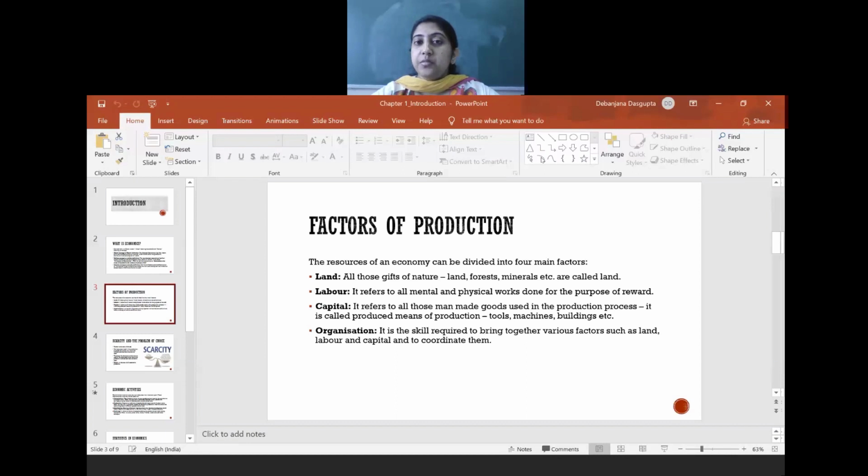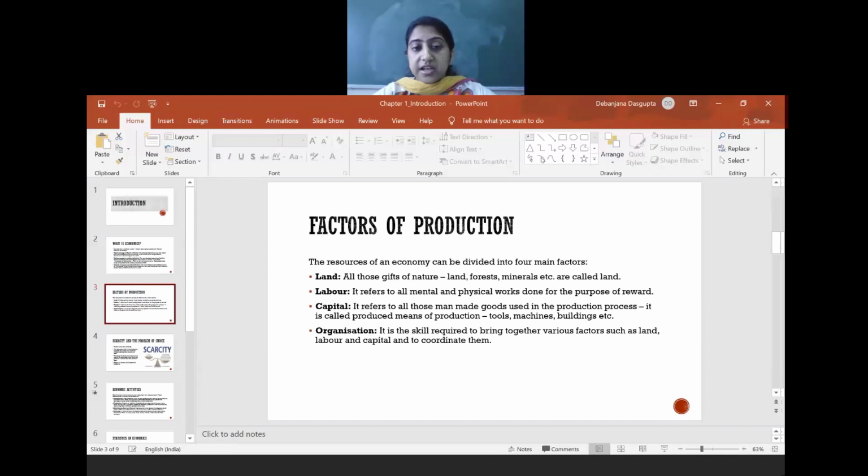Now, coming to labor. Labor refers to all mental and physical work done for the purpose of reward. So, we human beings provide labor, and in return, we get salaries and wages, right? The next is capital. It refers to all those man-made goods used in the production process. It is called the produced means of production, like the tools, machines, and buildings that are used for production.